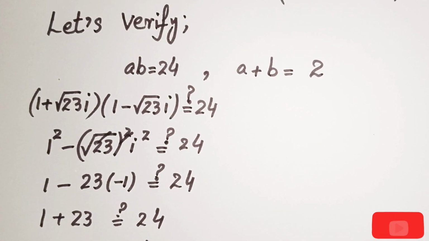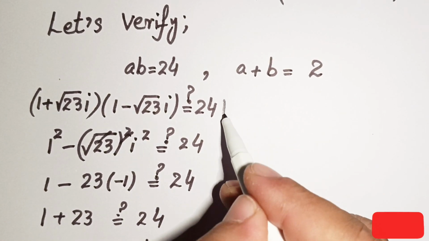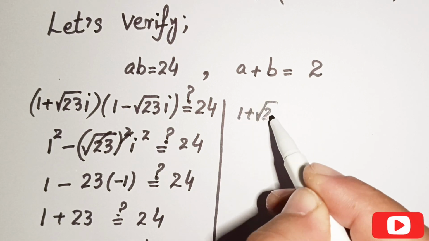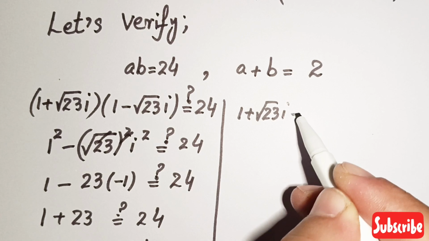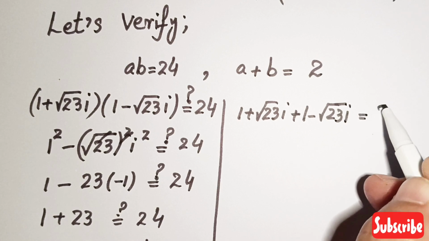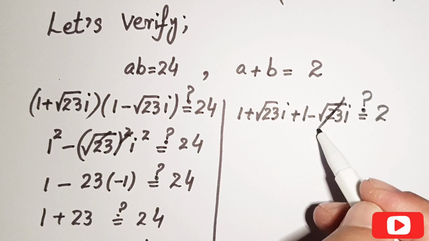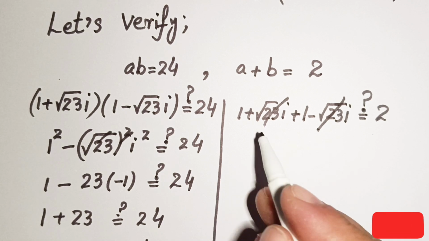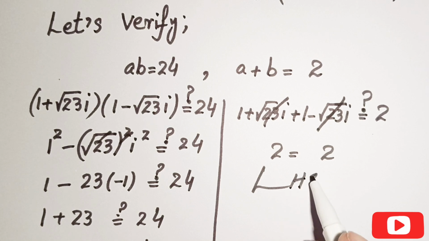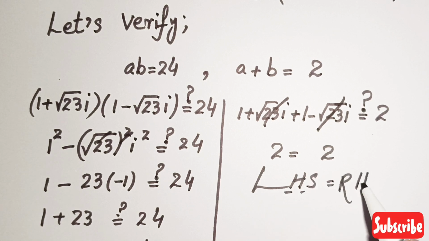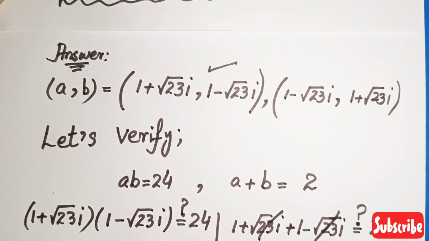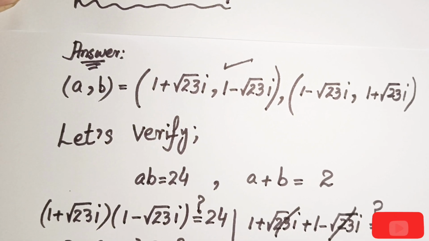Similarly, we are going to just verify our equation number 2 here. So here the value of a is 1 plus square root of 23i and the value of b is 1 minus square root of 23i, that is equal to 2. Now cancelling plus and minus square root of 23i, we have 1 plus 1 is equal to 2. So 2 is equal to 2, hence our left hand side is equal to right hand side. Hence we prove that our values of a and b are valid for this problem.